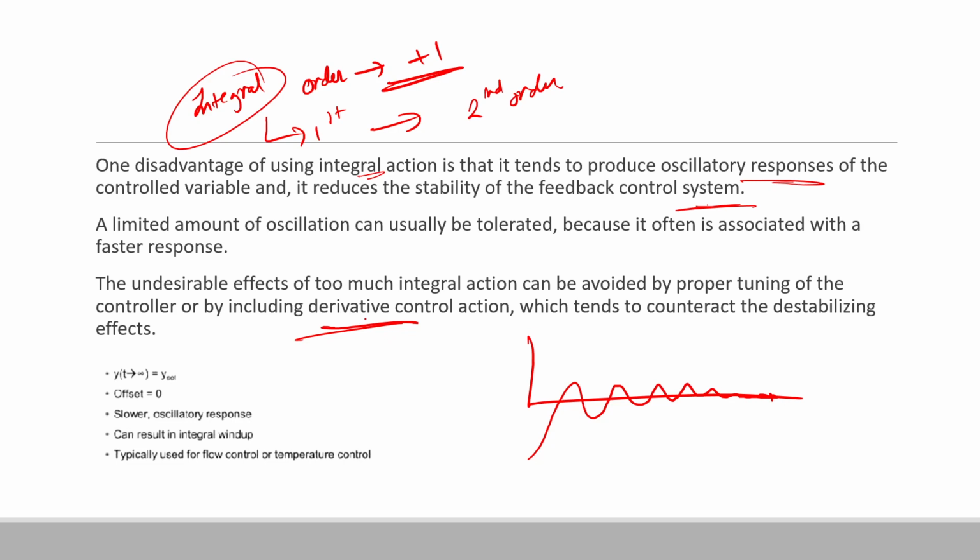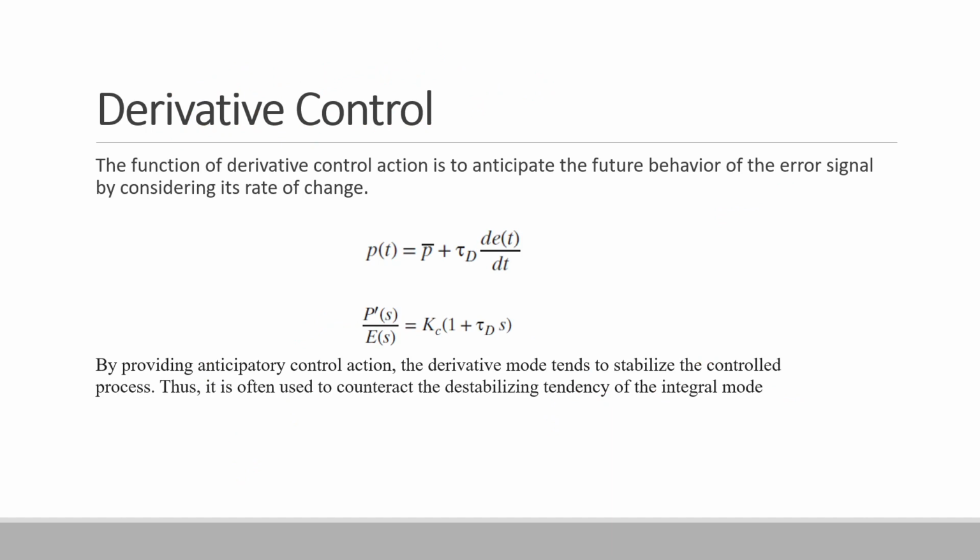So now we will study the derivative control action, but before that there are some features. For integral control action, the offset will be 0. It is slower but has an oscillatory response, and it can result in integral wind-up. It is typically used in flow control or temperature control. Now we will study the derivative control.